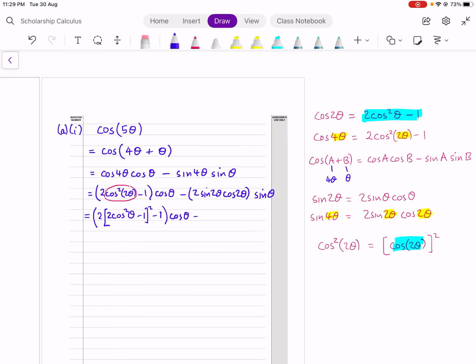Minus. I'm going to do the next one on another line because I'm going to run out of space otherwise. Minus 2, the sine 2 theta thing. I need to change that to 2 sine theta cos theta. And the cos 2 theta, I need to change that to 2 cos squared theta minus 1. And then I've got another sine theta.